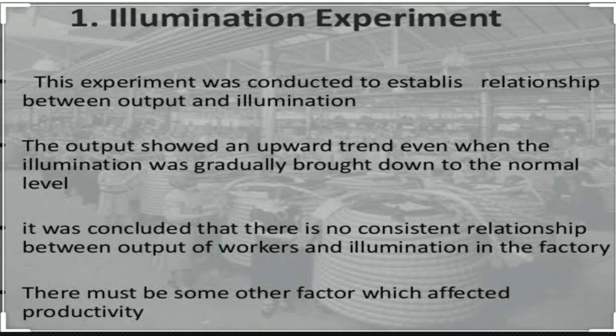They thought that there might exist a relationship between the lighting and the productivity, so they conducted it, but to their surprise the production of the group who worked in the ventilated area and the production of the other group which worked in the absence of lighting were the same. So they realized that there is no relationship between the lighting facilities and productivity. The first test is the illumination experiment, and they finally concluded that there is no consistent relationship between the output of workers and the illumination facility in the factory.